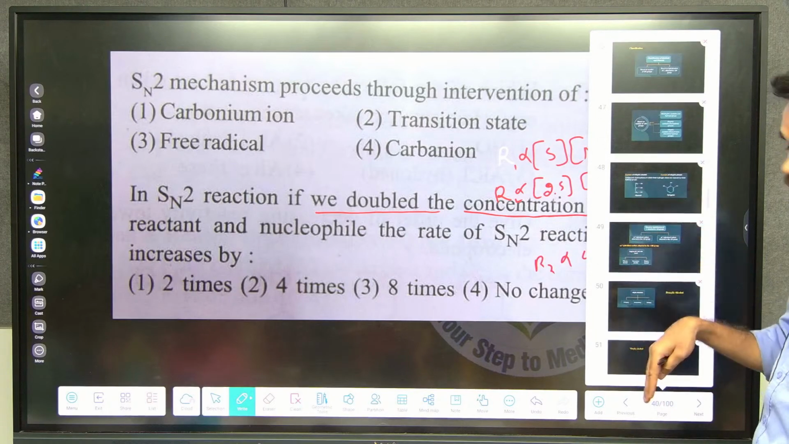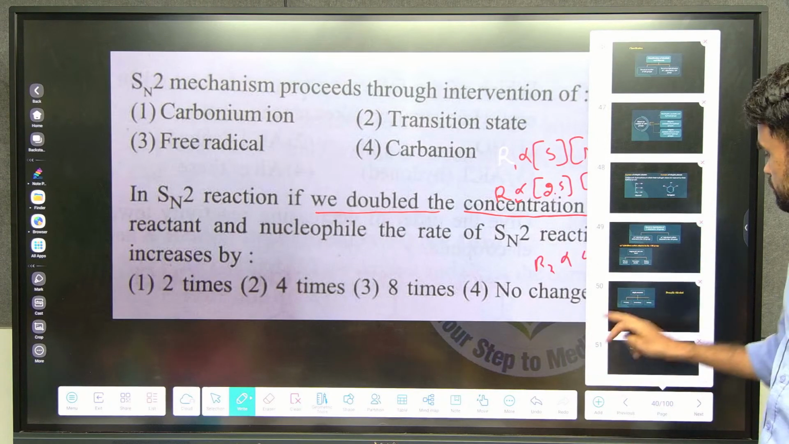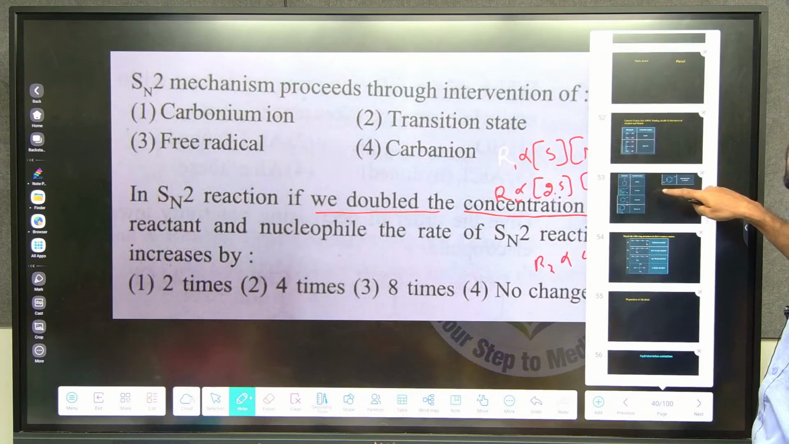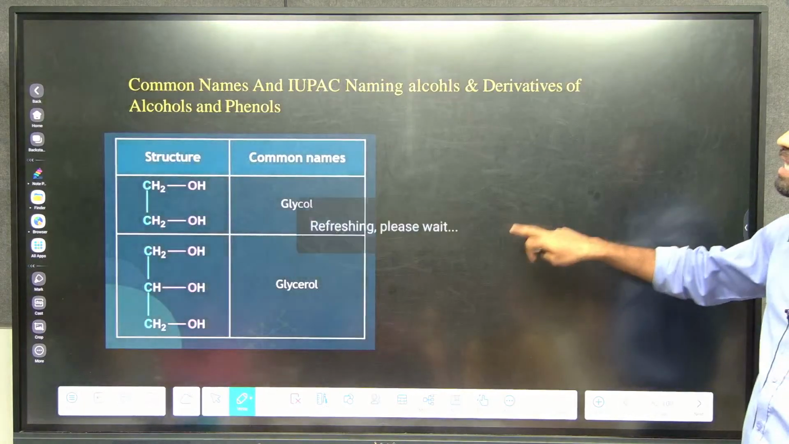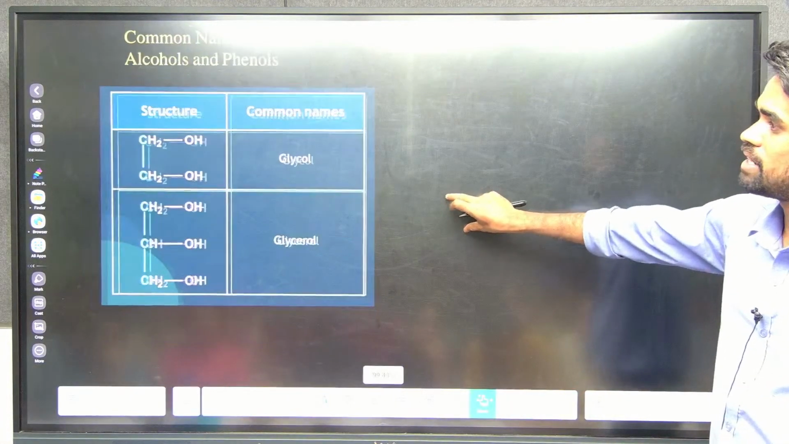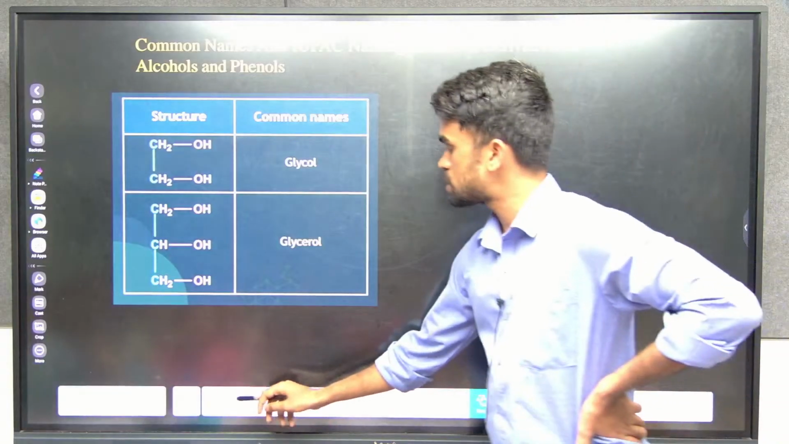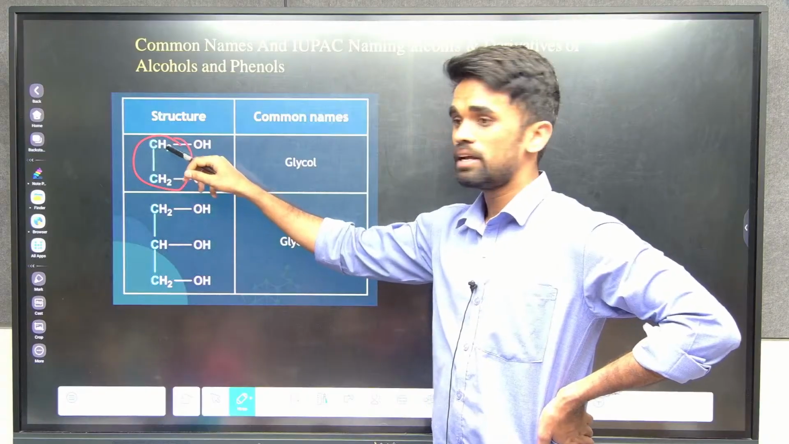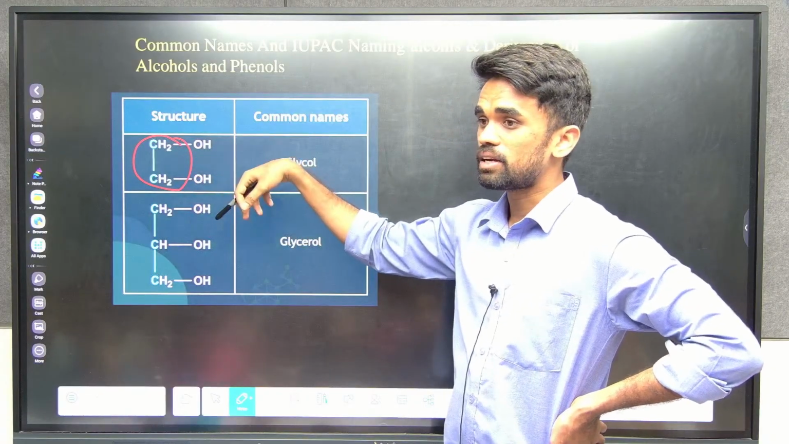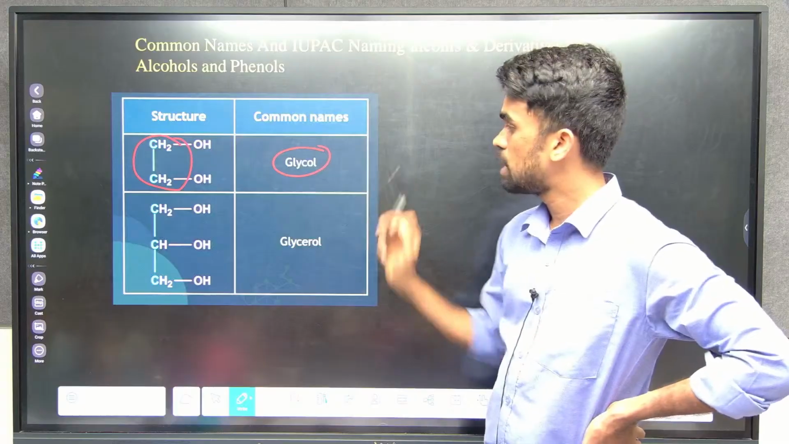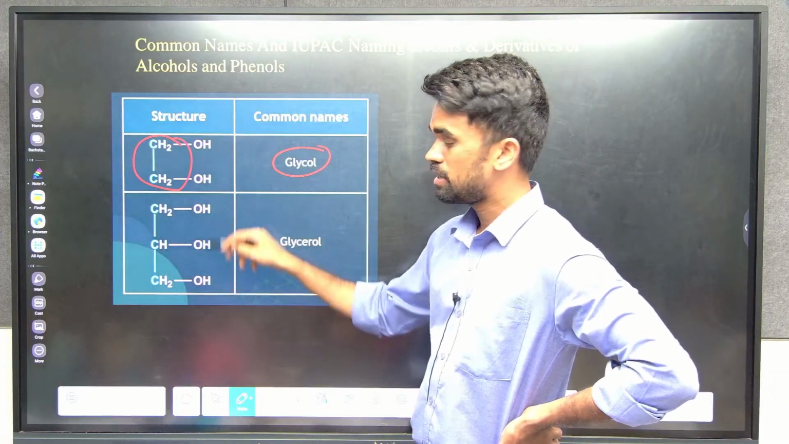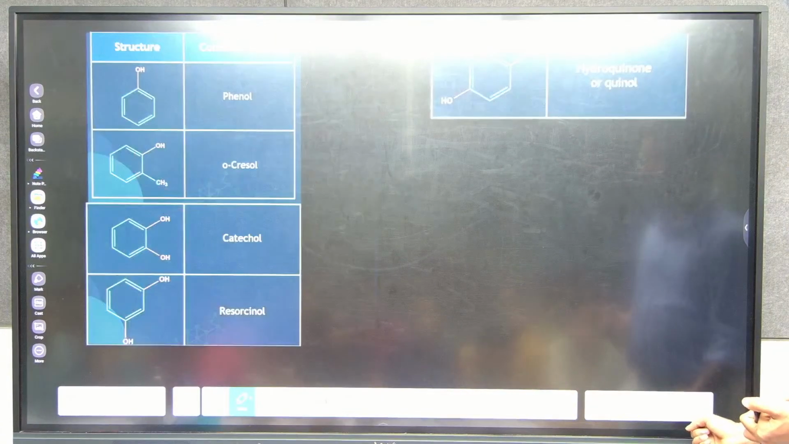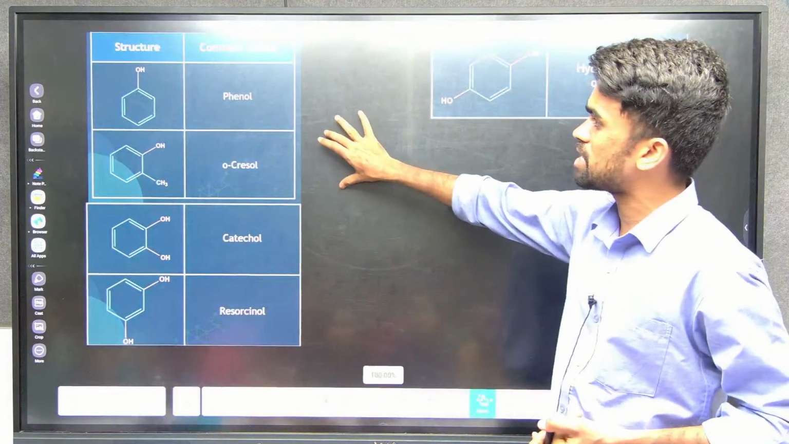Next, alcohols we'll see. Okay. If one OH is there, like ethanol, methanol, that we all know. If 2 OH groups are there, the best example is ethylene glycol. Or simply it is called glycol. Okay. And if 3 are there, it is glycerol or glycerine. Now you need to remember these common names.